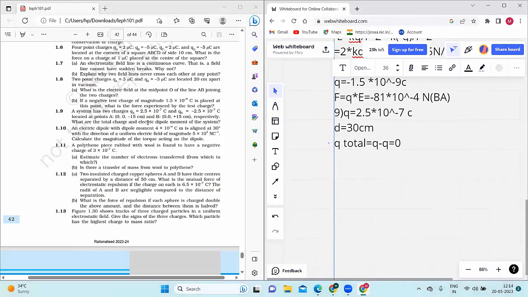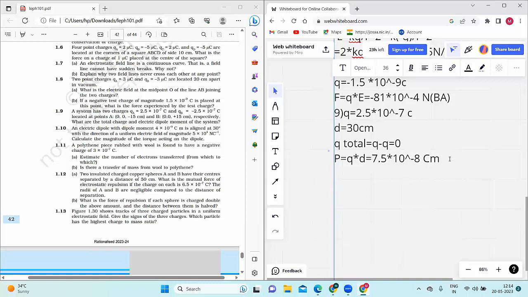And again they asked about the electric dipole moment of the system. Electric dipole moment P equals Q into the distance between the two charges. We have Q as 2.5 into 10 power minus 7 coulomb and the distance is 30 centimeters. So if we calculate, we get the magnitude of the dipole moment as 7.5 into 10 power minus 8 coulomb meter.